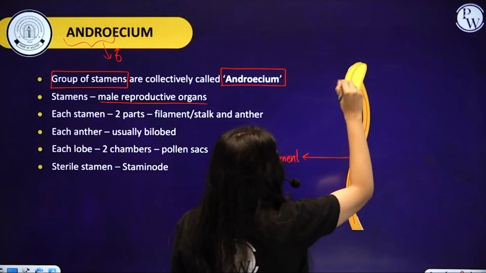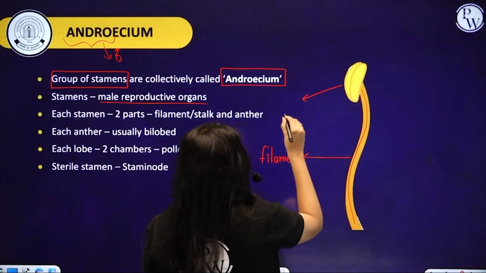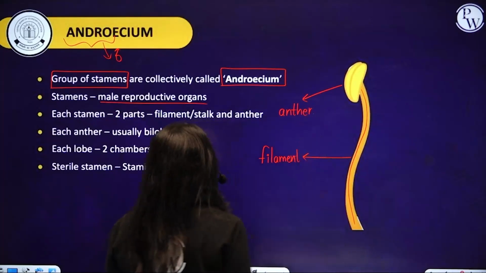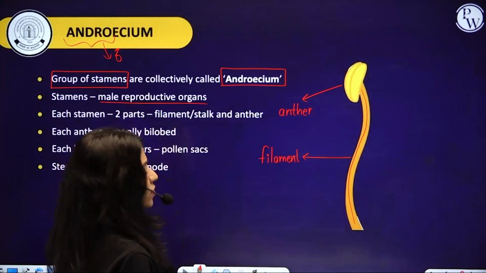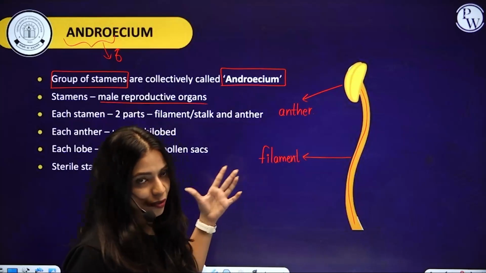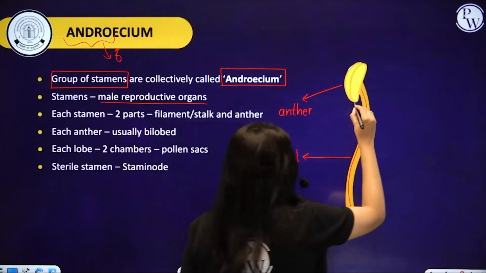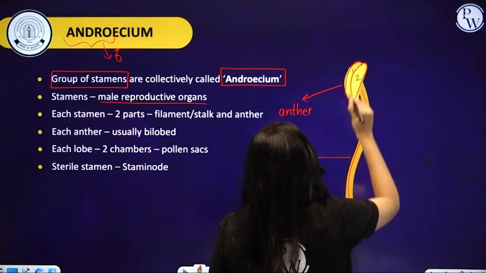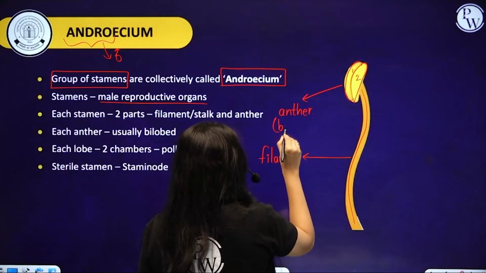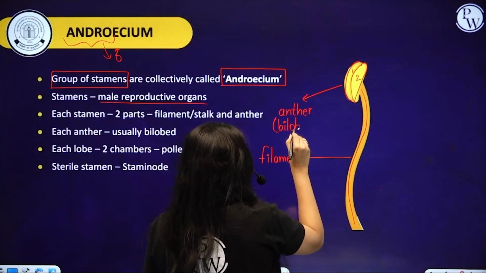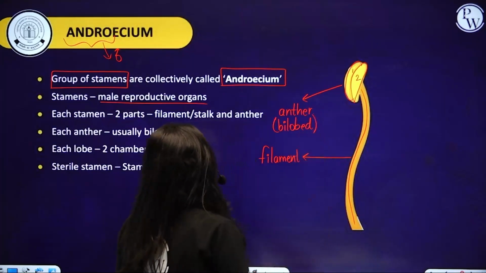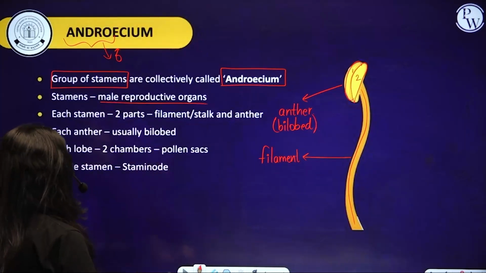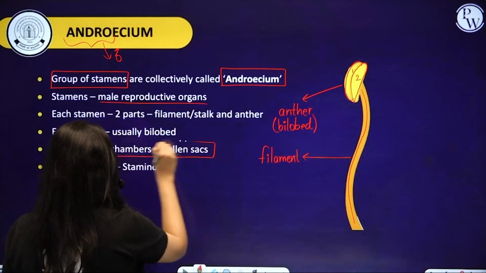And this knob-like structure at the tip of the filament is what we call the anther. Okay? So generally in angiosperms, the majority of the angiosperms, you will find that the anther has two lobes. One lobe, two lobe. Therefore, the anther is said to be bilobed. Okay? Now, each lobe will contain two pollen chambers.